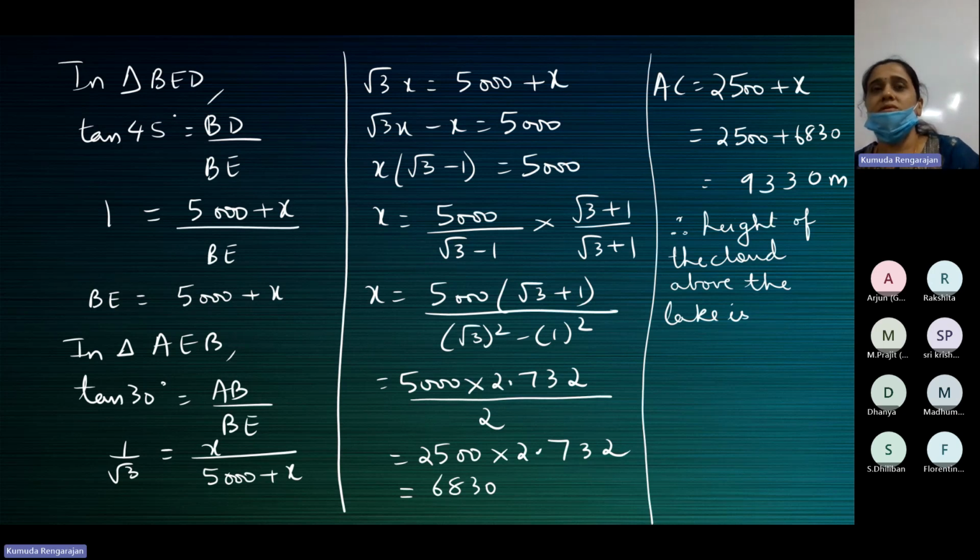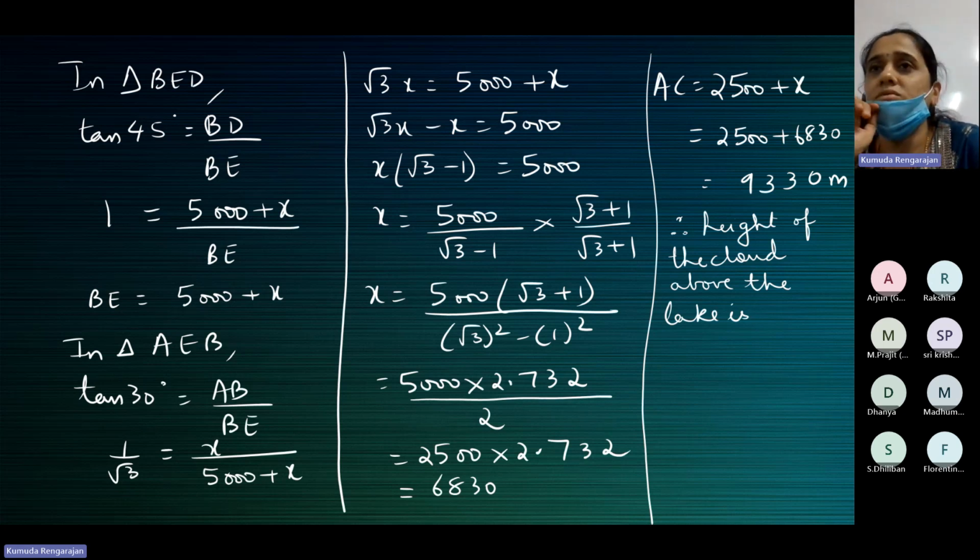So why should the answer be like this? Because this is more easy to understand, right? When I say 6,830 meters, we understand what it is. But if you say 2,500 into root 3 plus 1, you're not able to gauge how big or small that is. Correct? When you say 6,830, we understand it. You can imagine that height. So never stop there. But yes, the answer in the textbook is mostly in root 3 and all that.